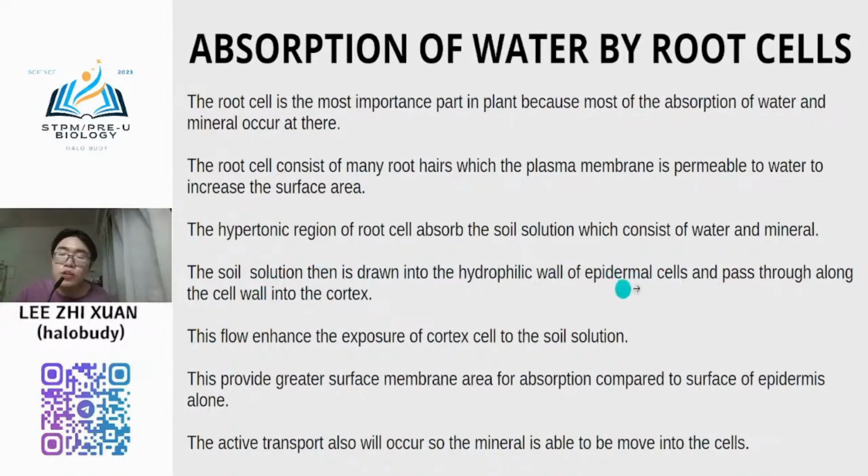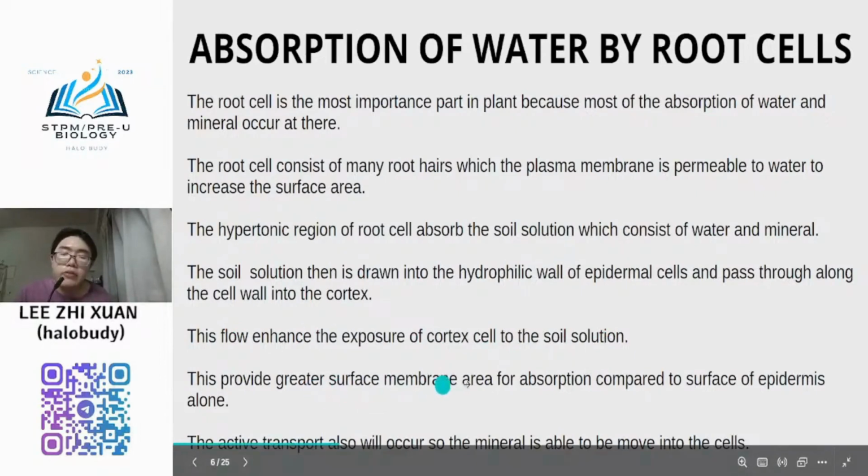Okay, and this will ensure that the soil solution, including water and mineral ions, will enter the root cell, its epidermal cell, and then pass along the cell wall into the cortex. This flow enhances the exposure of cortex cells to the soil solution and provides greater surface membrane area for absorption compared to the epidermis alone. And then active transport may also occur for mineral ions that are moved into the cell.